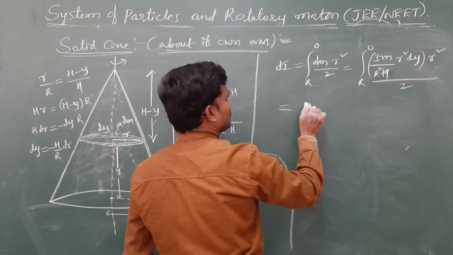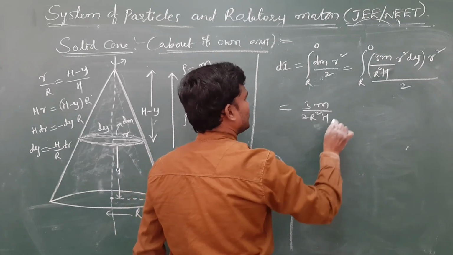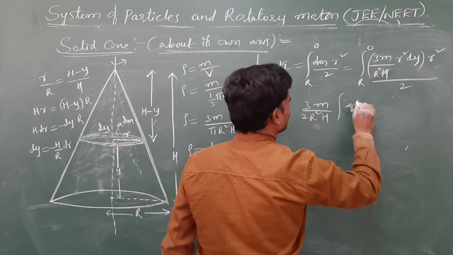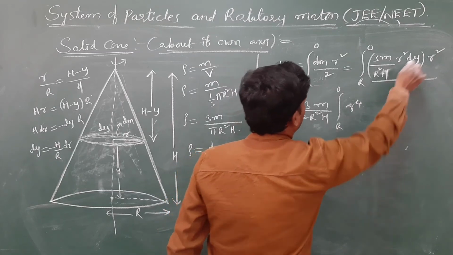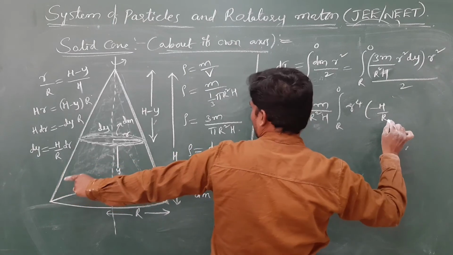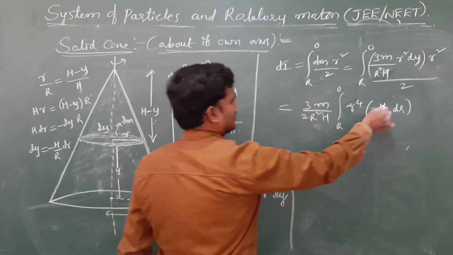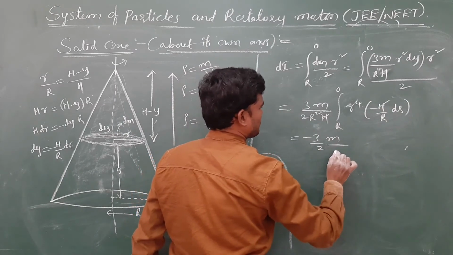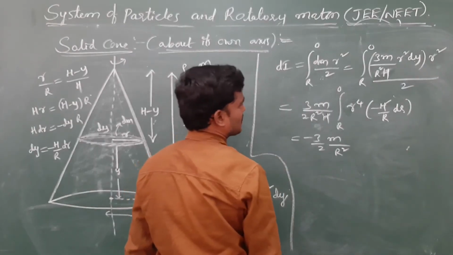So 3m by 2r square h, integral from 0 to r of r power 4 into dy. Substitute the dy value, minus h by r dr. So h minus 3 by 2 m by r square, r power 4.